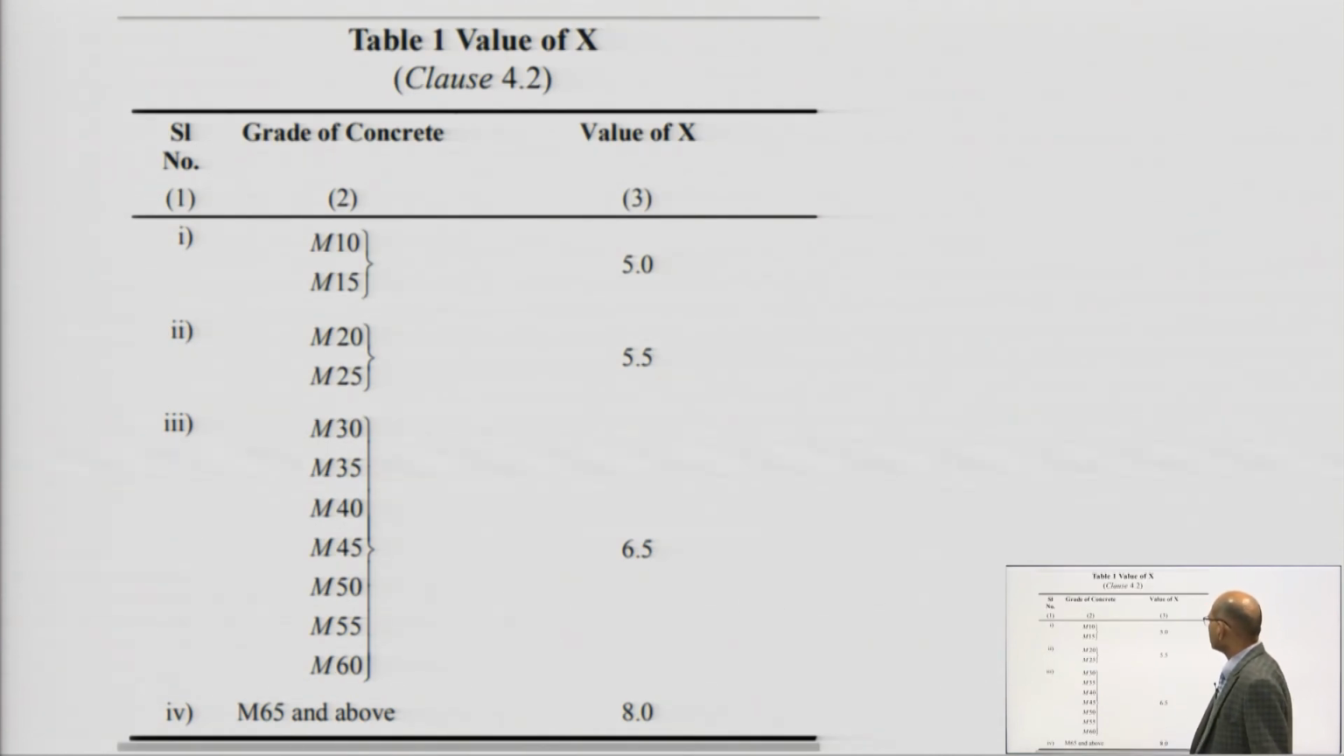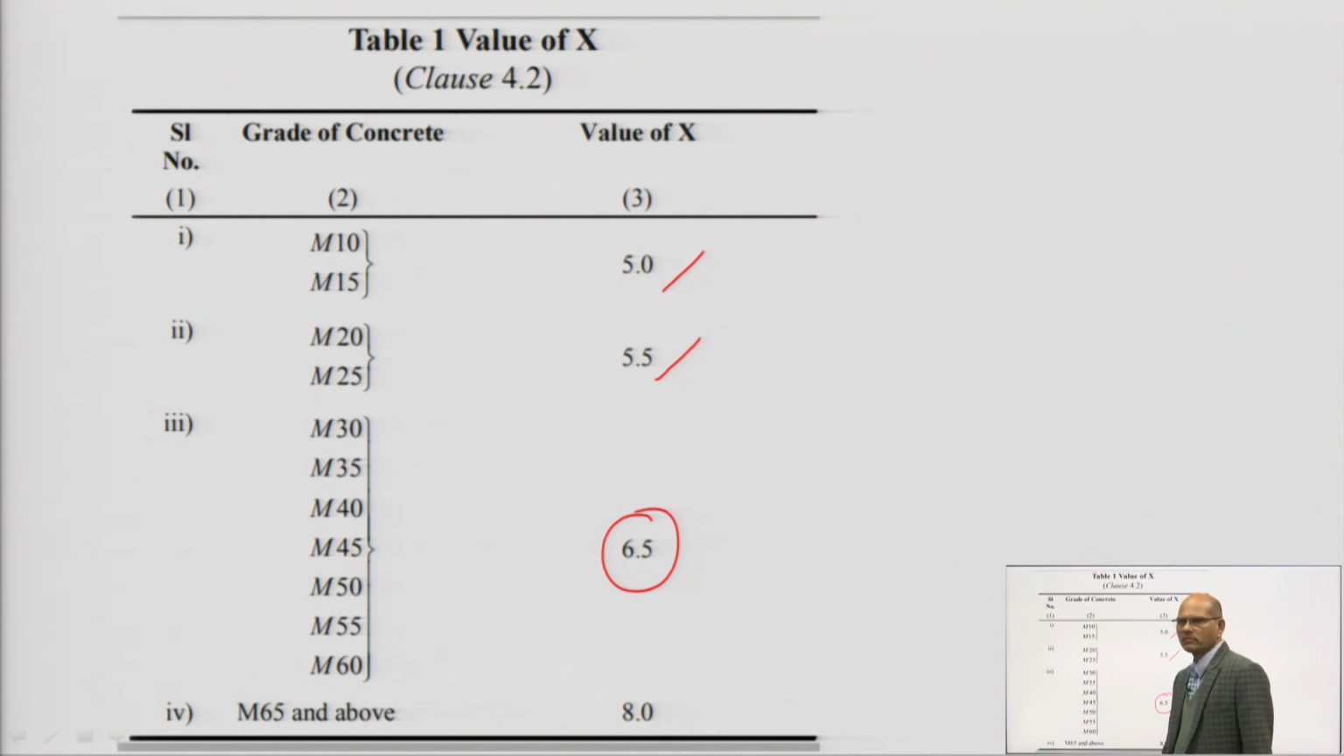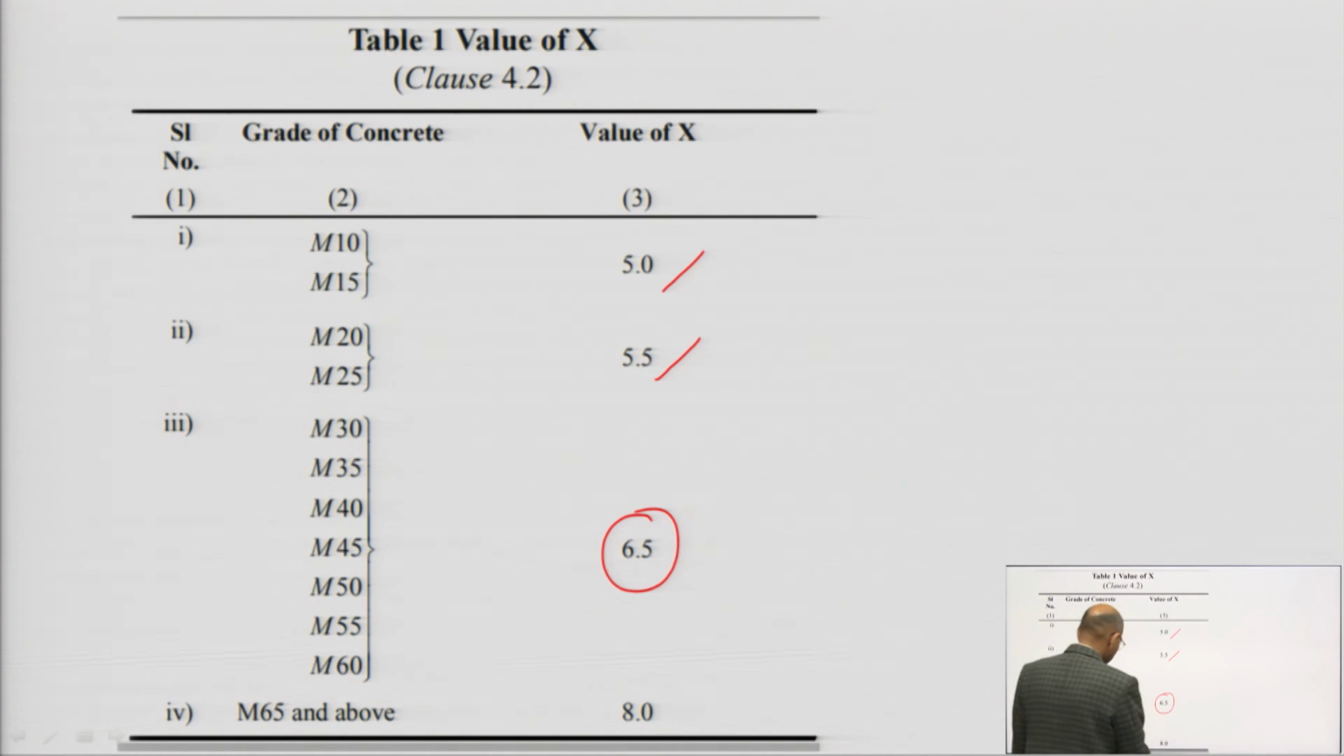If you have M10 to M15 grade, you have to take 5; M20 to M25 you have to take 5.5; M30 to M60 is standard concrete. Suppose you want to design M30 to M60, the minimum value you have to increase to the characteristic strength is 6.5. And M65 and above is the high strength concrete category.